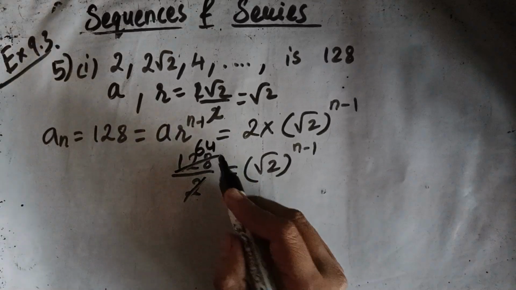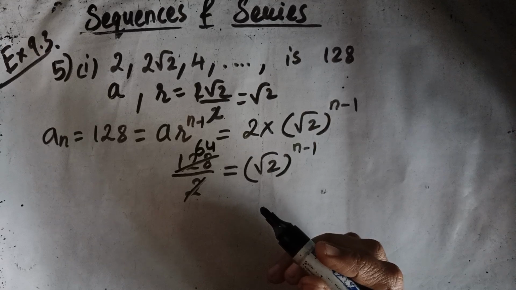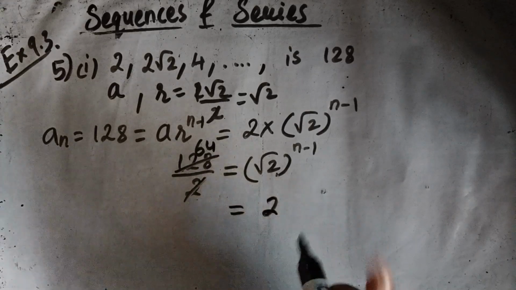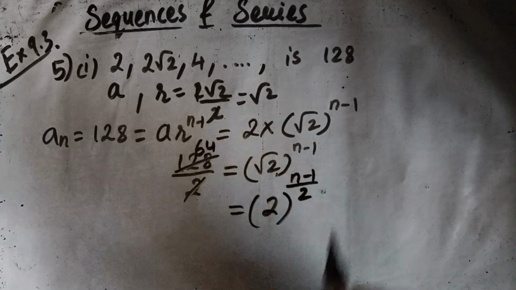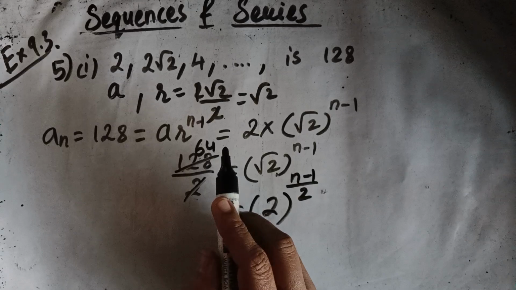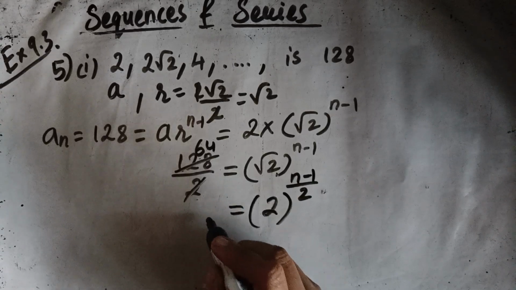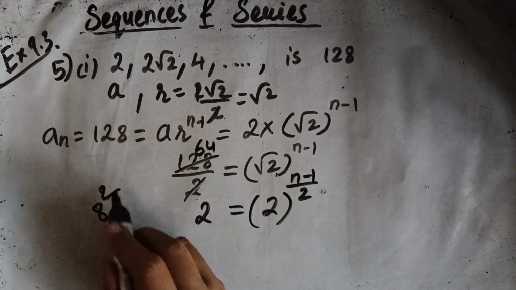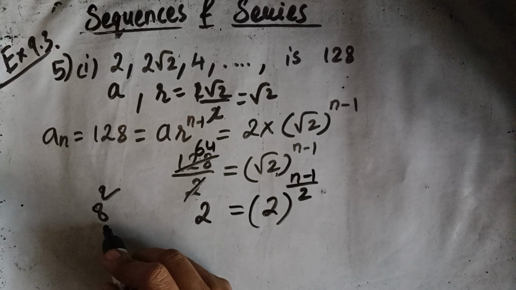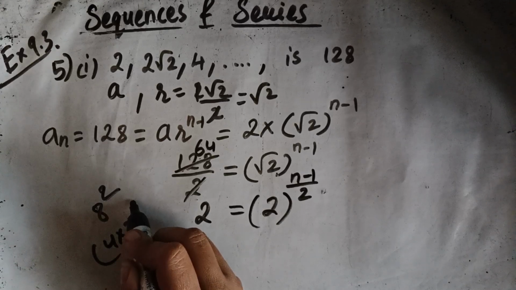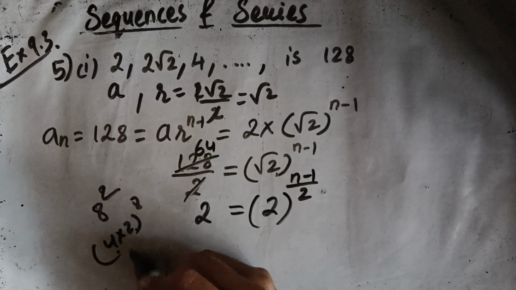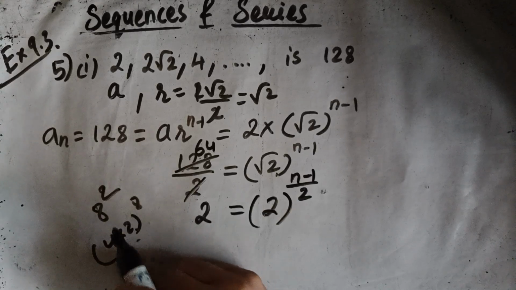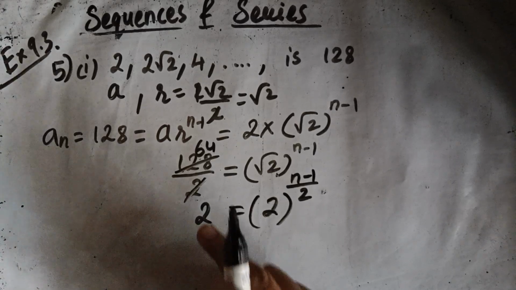That is 64. So this we have to equate. Root 2 we can write as 2 raised to half, so this will be n minus 1 upon 2. 64 we can write as 2 raised to something. 64 is 8 square, and 8 is 2 into 2 into 2, 2 cube. This is 64, right?